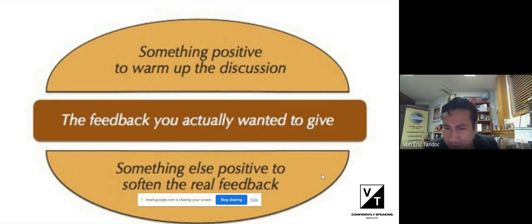When we say soften the real feedback, we are only human. This is the reason why many of us don't want to give feedback and many of us don't want to receive feedback. The purpose of the last portion, something else positive to soften the real feedback, is that you know the person you are evaluating is not actually 100% happy at that moment. So you need to return to giving more positive feedback.